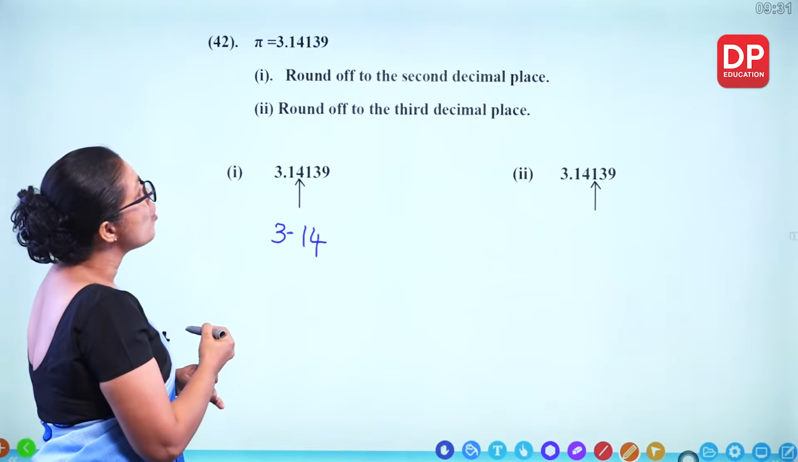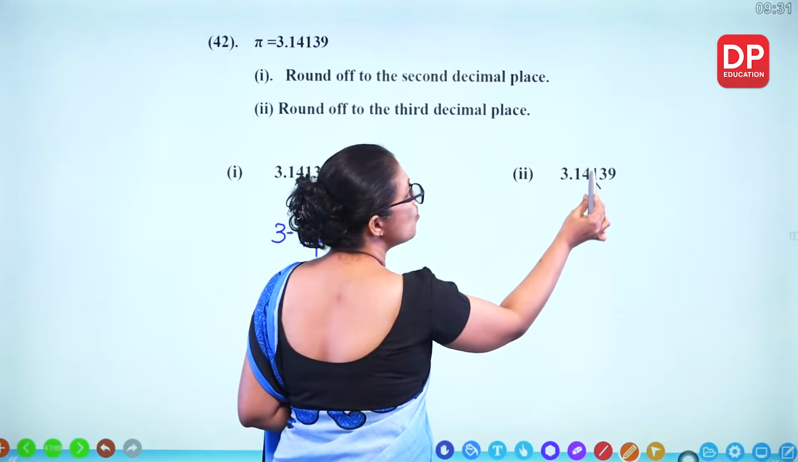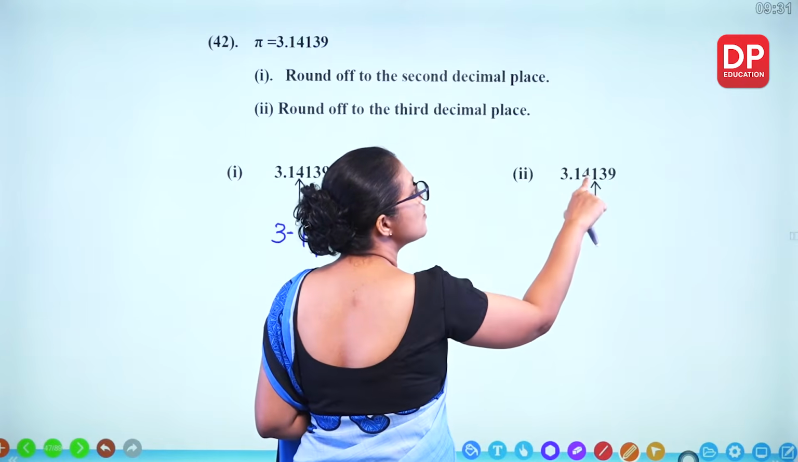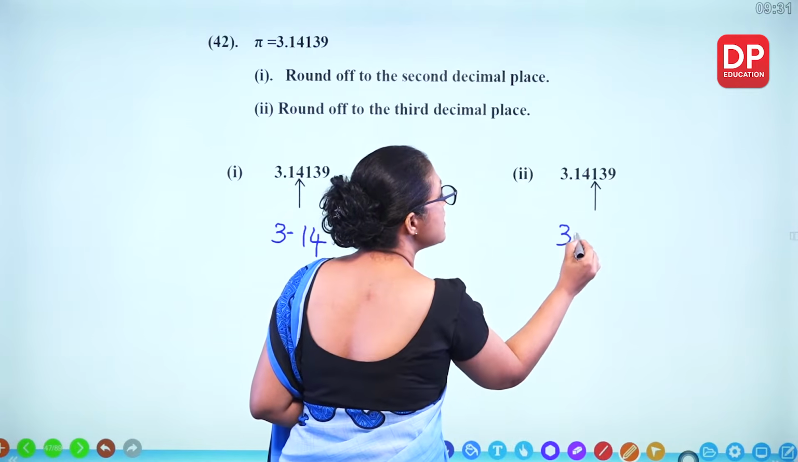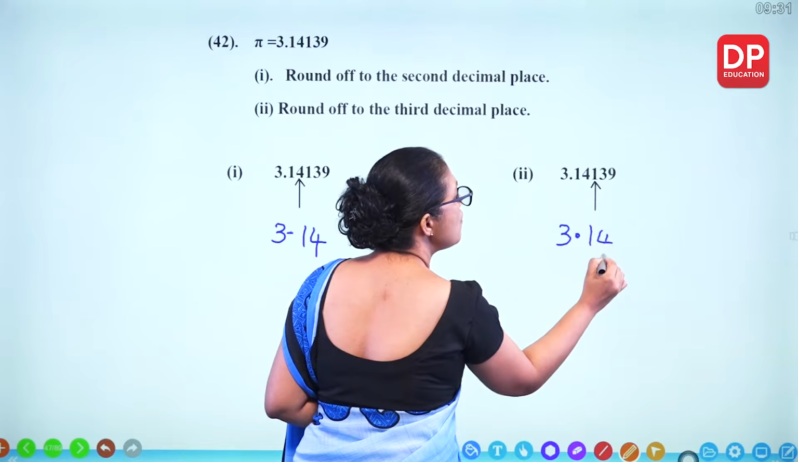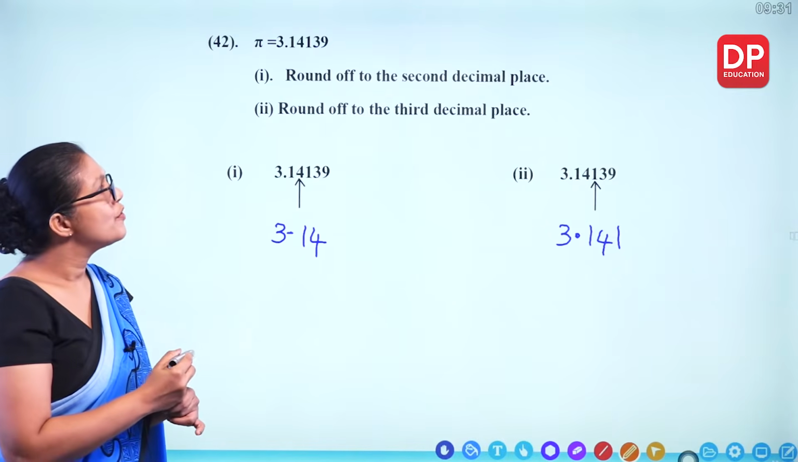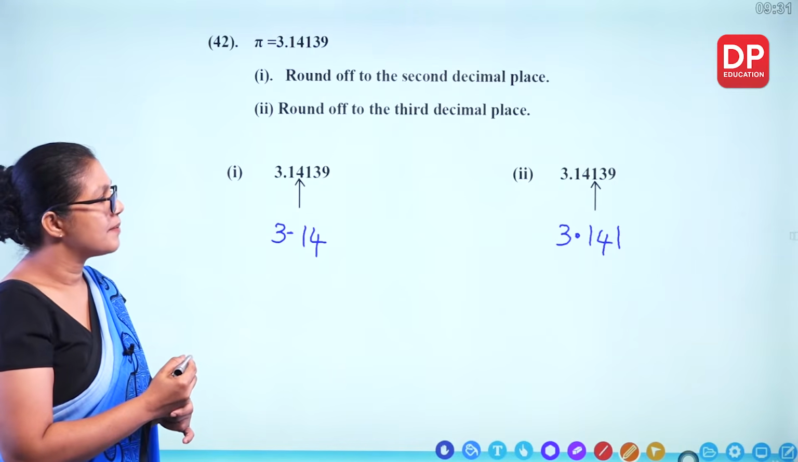Second one, round off to the third decimal place. 1, 2, 3. Third decimal place. This is the digit. So the next digit is less than 5. So we don't add it. So 3.141 is the number correct to 3 decimal places or third decimal place.